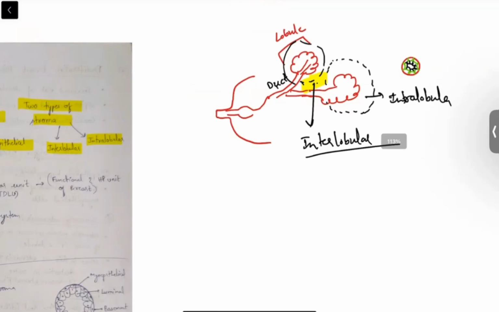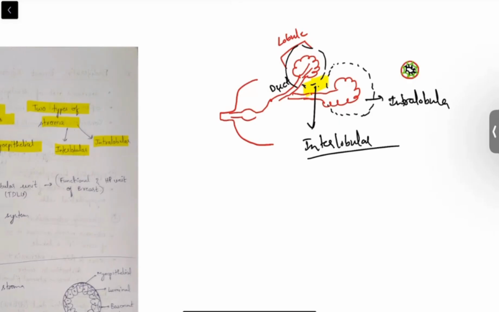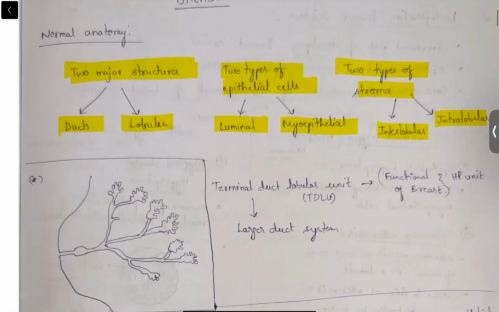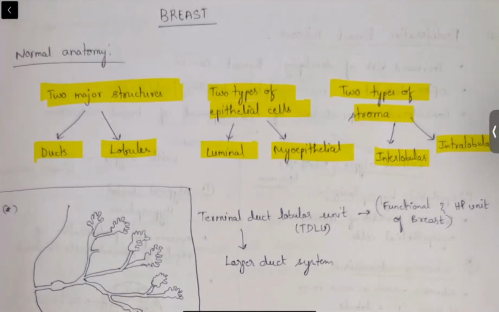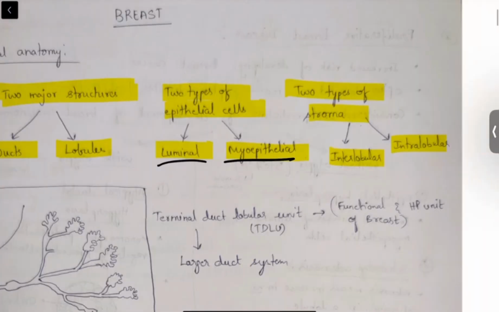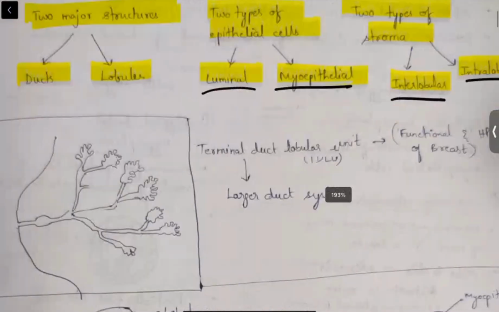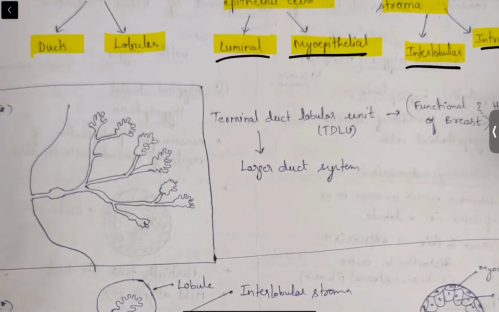Okay, so if they say lobular carcinoma, you need to know that it is arising from a lobule. For that reason, anatomy is important. So this consists of the normal anatomy of the breast. There are two major structures, ducts and lobules. After this, there are two types of epithelial cells in the breast, that is luminal and myoepithelial, and two types of stroma, interlobular stroma and intralobular stroma. After this, this is again a diagram depicting the same.